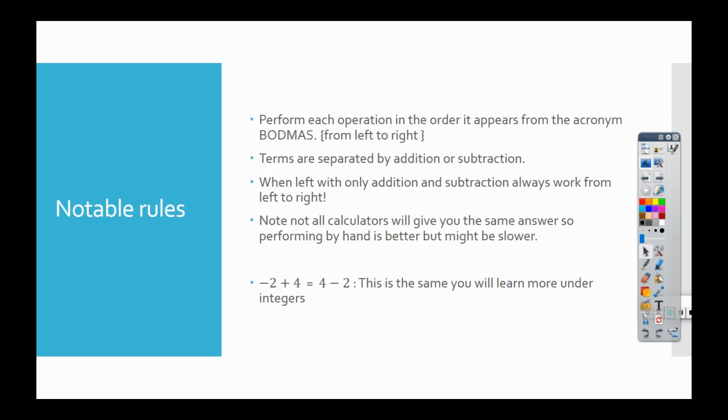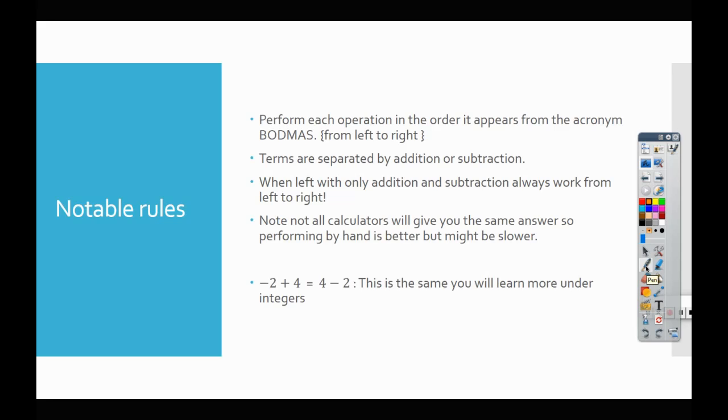Before we continue with examples, here are some notable rules. The first rule is we have to perform each operation in the order it appears from the acronym BODMAS. Remember, that is the order of operations we refer to. So over here we will look at the brackets first. Does anything have brackets? Then we will follow, is there a percentage off or something like that related to offs?